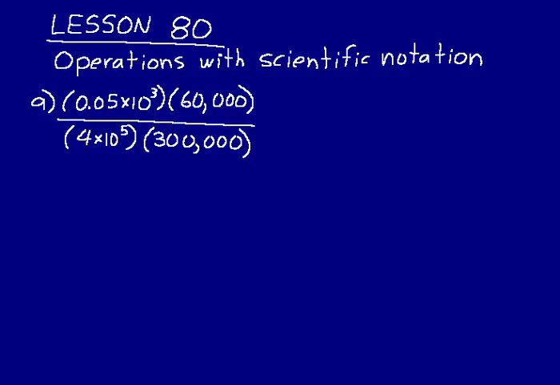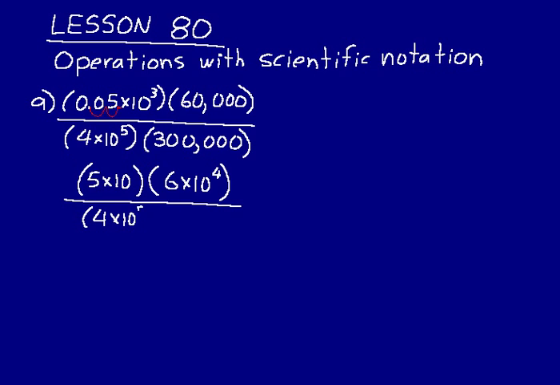Start with the top left value, 0.05 times 10 to the third. That means we need to move the decimal place to the right 2, and when we move it to the right, remember we add negative values to the exponent of 10. And so we would say 5 times 10, we moved it to the right 2, so that would be negative 2 plus 3 is just 5 times 10 to the 1, or 5 times 10. And then the next one, 60,000, that would just be 6 times 10 to the 4. 4 times 10 to the 5, we don't need to do anything to that. And then 300,000, that will be 3 times 10 to the 5th.